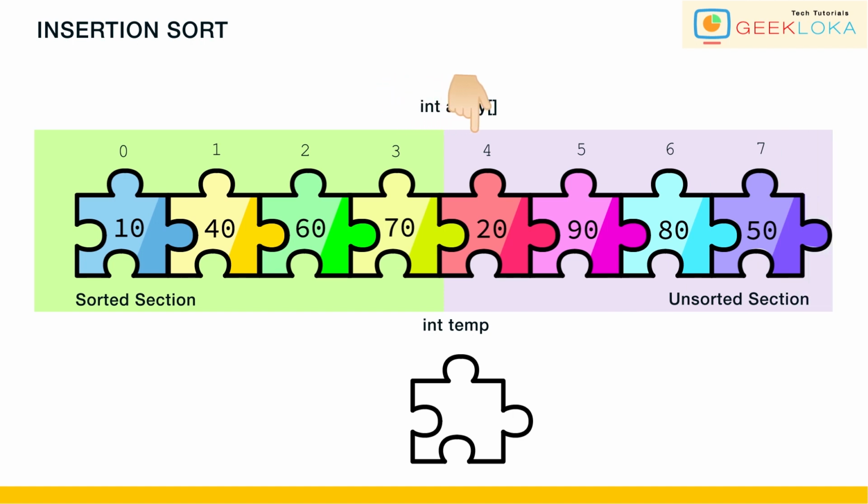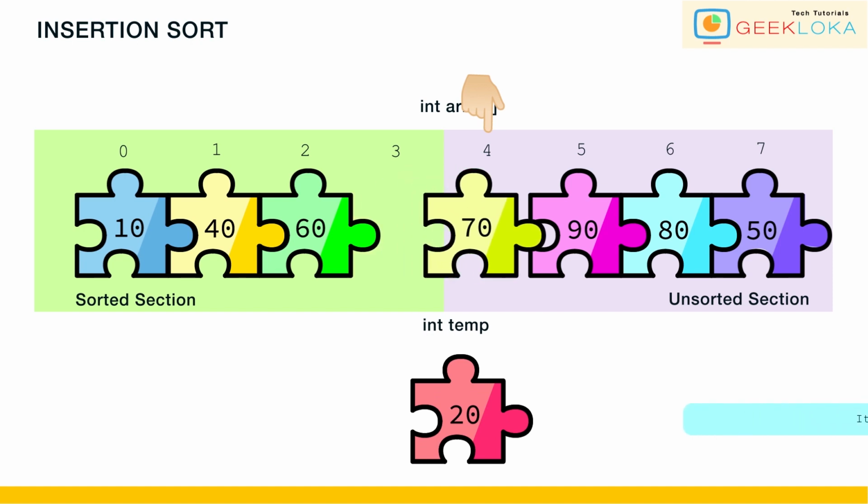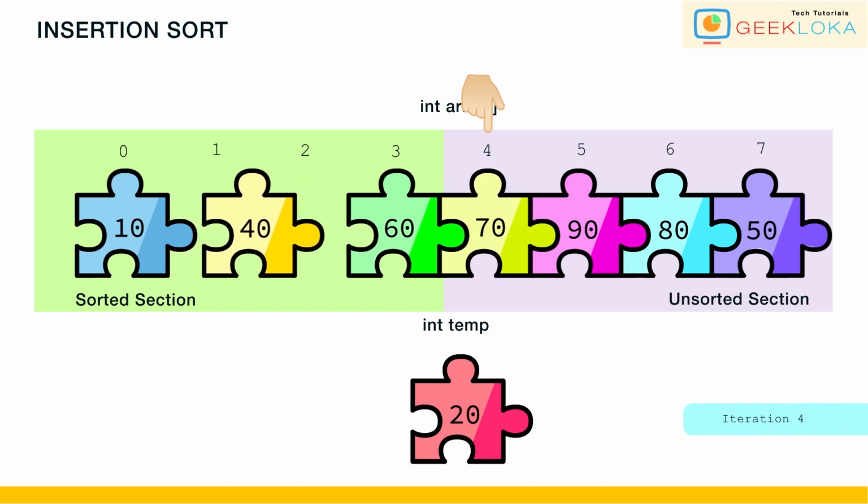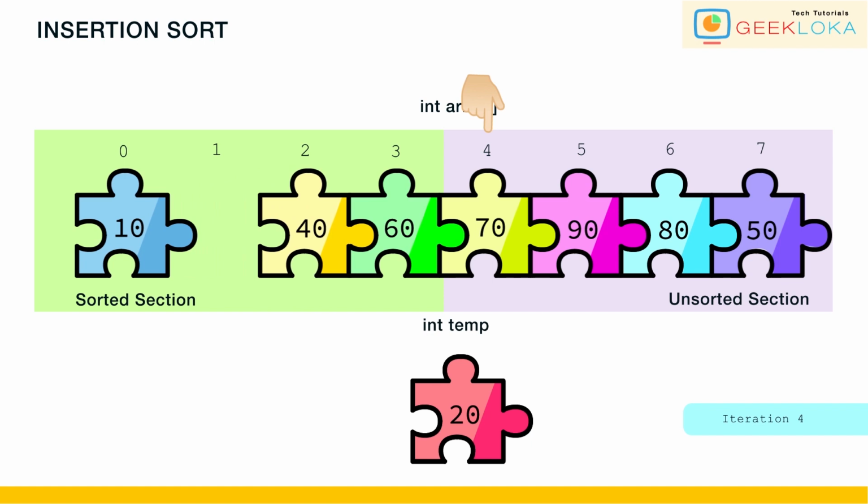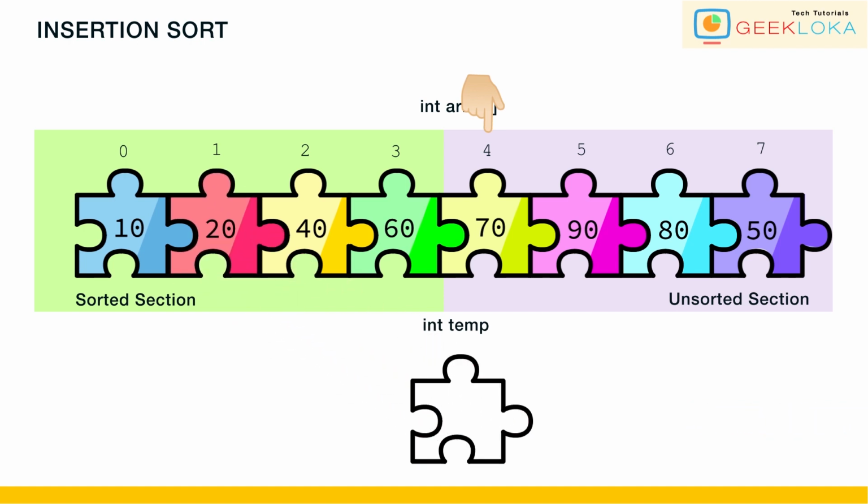We compare 20 with the sorted elements. First, it's compared with 70, then 60, 40, and finally 10. We find that 20 should be placed right after 10, so our array becomes 10, 20, 40, 60, 70, 90, 80, and 50.